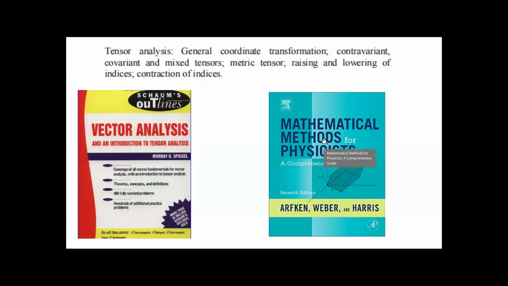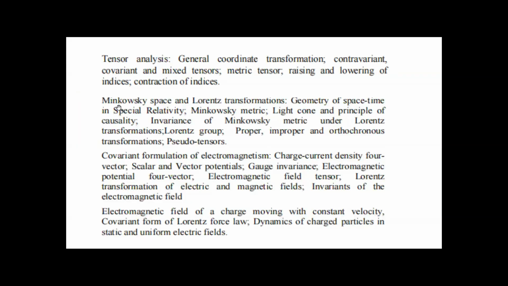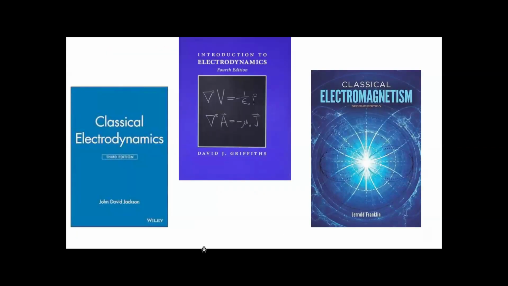For the rest of the portion, covering Minkowski space, Lorentz transformation, covariant formulation of electromagnetism, and the electromagnetic field of a moving charge, we can refer to three books. Classical Electrodynamics by J.D. Jackson, which is the most relevant. David J. Griffiths, whenever we need to revise or brush up some basics; relativistic electrodynamics is also given as a chapter in this book. And Classical Electromagnetism by Jerrold Franklin. All these three books will be sufficient.